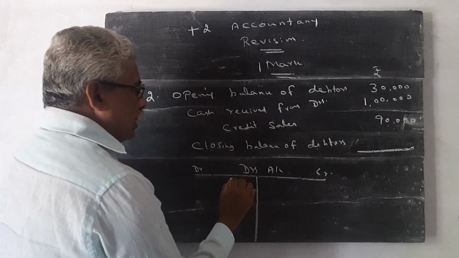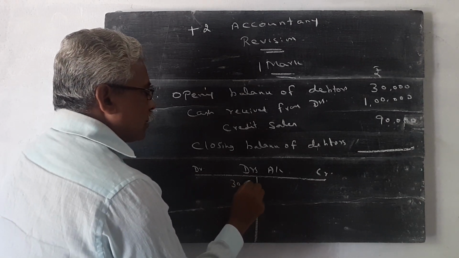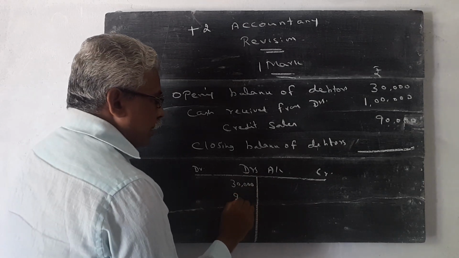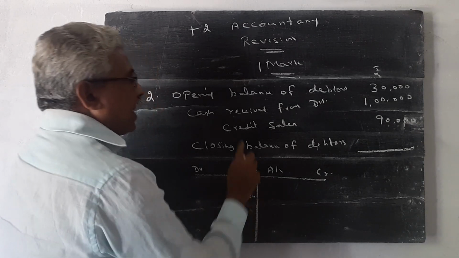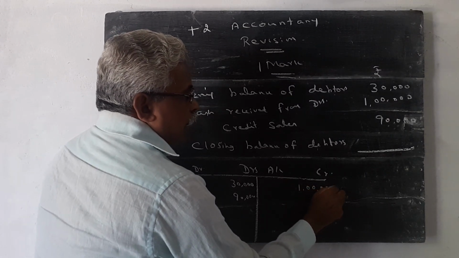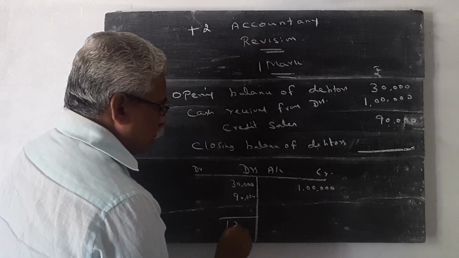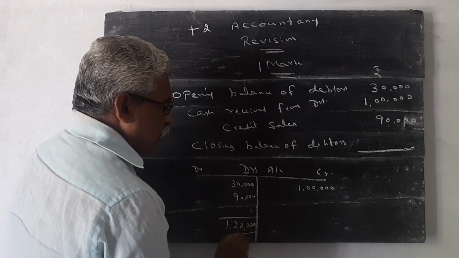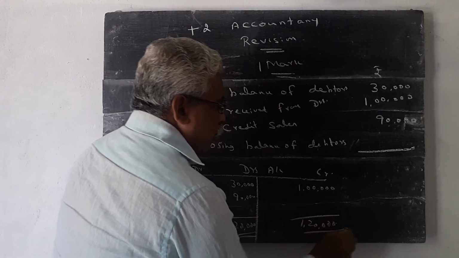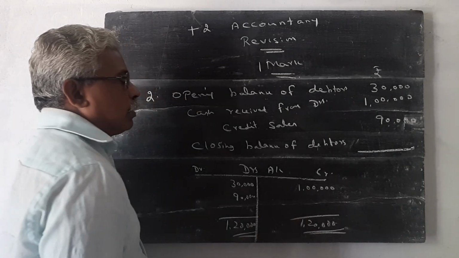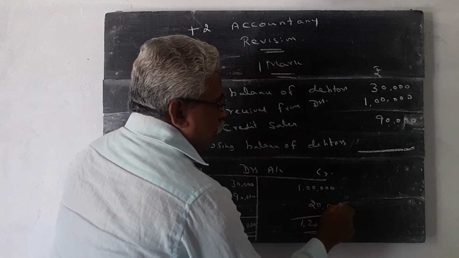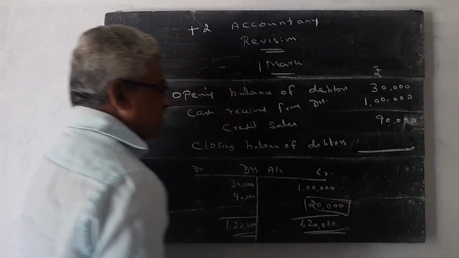Opening debtors 30,000 is entered here. Credit sales is also entered here. Cash received from debtors is entered here. We have to calculate. Here the total is 1,20,000. The same 1,20,000 comes here. 1,20,000 minus 1 lakh is equal to 20,000. This 20,000 is the answer.